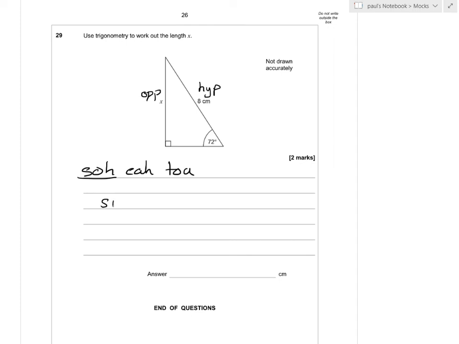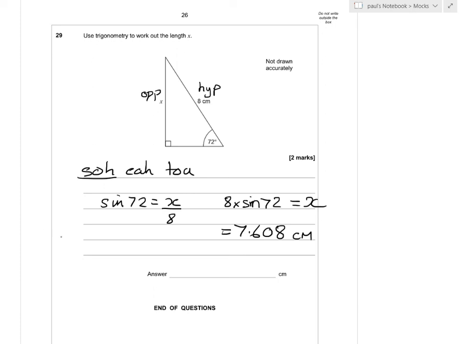So we've got sine 72 equals the opposite, x, divided by the hypotenuse, 8. So then we can rearrange that to have 8 times sine 72 equals x. And all we've got to do then is go 8 times sine 72, which is 7.6. Now, is that smaller than the hypotenuse? Yes, it is. So that equals 7.608. That'll do, centimetres.